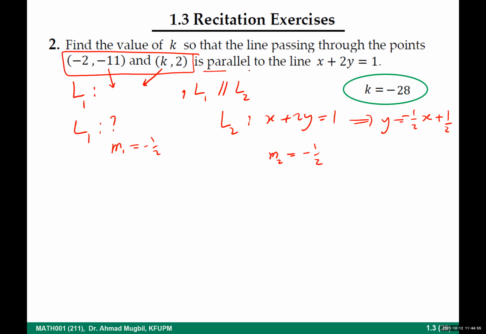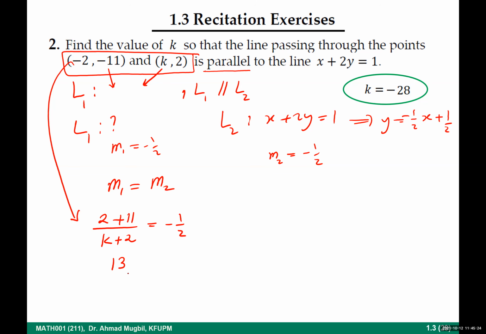They are parallel to each other, not perpendicular. Be careful. So they are parallel. So because of that, M1 should be equal to what? M2. But in fact, from here, what is M1? It is 2 minus 11 over K minus 2, which should be plus 2. Is that right? This should be equal to what? Negative a half. How to do that now, Shabab?